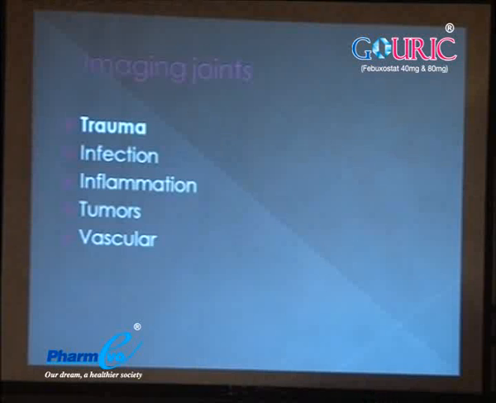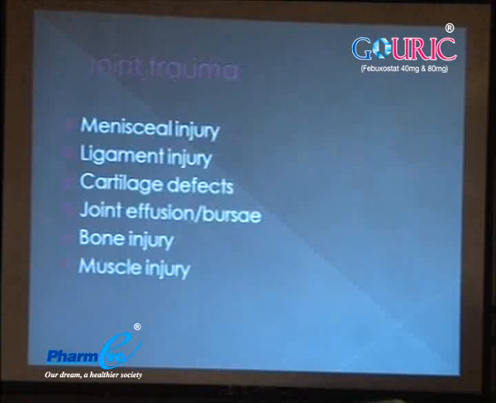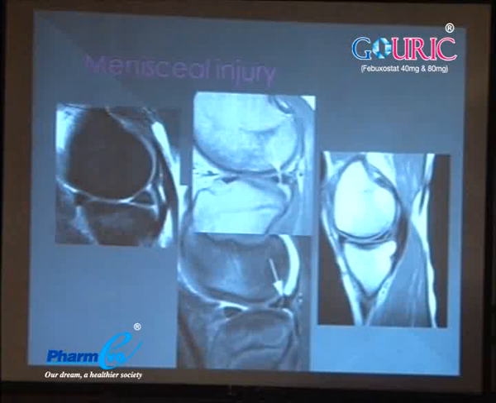So we'll just go on to imaging joints, and these are some of the things that you actually look at. You look at trauma, infection. These are the things that you will be coming across. So let's just talk of trauma. In trauma, the things that you look at are the menisci, the ligaments, the cartilage defects, joint effusions, bone injury, and muscle injuries.